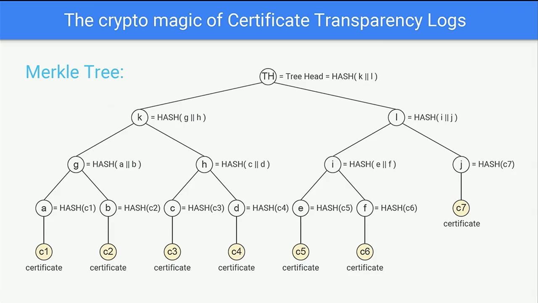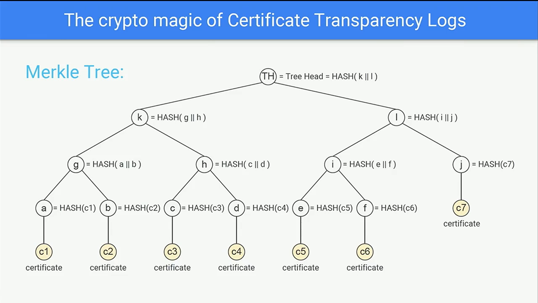So if we look at the diagram to understand that for a minute, G is the hash of A concatenated with B. K is the hash of G concatenated with H. And that propagates all the way up until we get to the top, where we have what we call the tree head. Now, upon request, a certificate transparency log is required to report its current tree head.